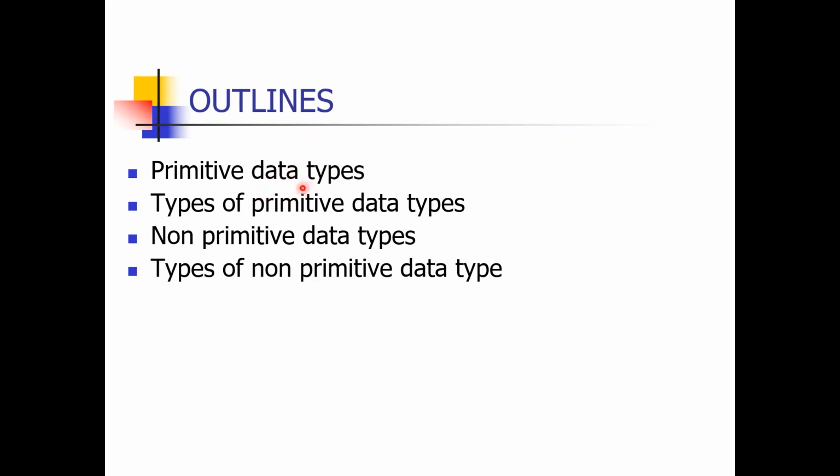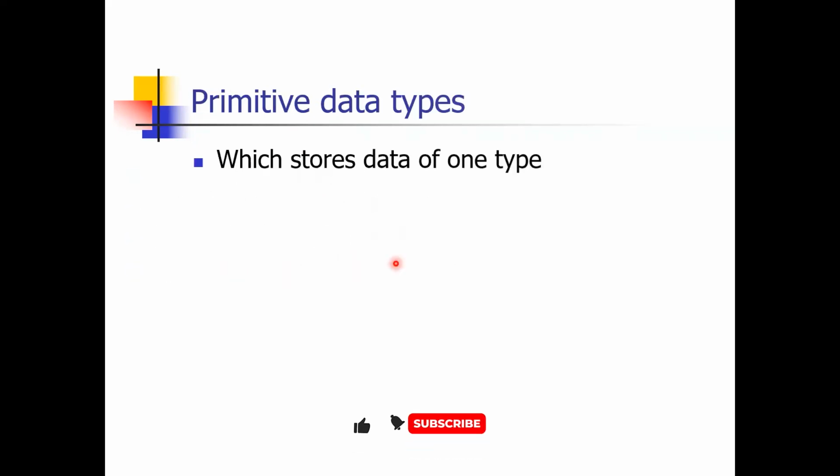In data types, there are again two types, primitive data types and non-primitive data types. So the outline is, we will learn what primitive data types are and how to use that type in our Java programs. Similarly for non-primitive data types. Okay, so let's start with primitive data types.